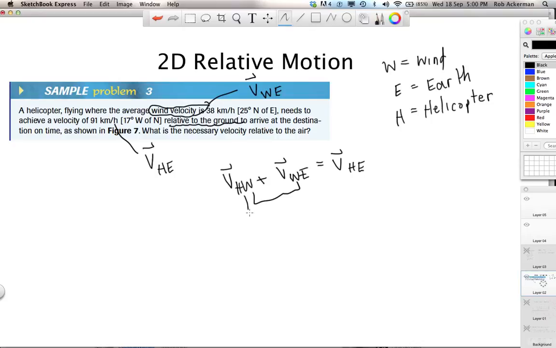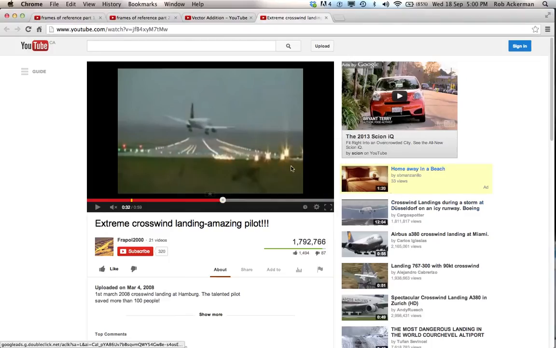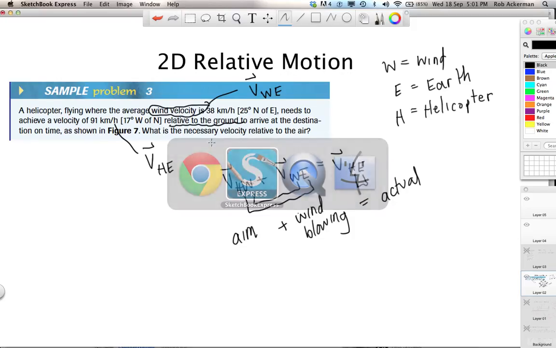So if you think of it like this, the middle letters cancel out and the outer letters give us what we have here. What is this saying to you? It's saying helicopter relative to wind. That's the direction that the helicopter has to aim in the air. Wind relative to the Earth, that is the direction that the wind is blowing. When you combine these two effects in 2 dimensions, you end up with what the helicopter does actually relative to the Earth. So going back to the video with the airplane landing, what the pilot is doing in terms of aiming through the air combined with what the wind is doing tells you what's going to happen relative to the ground. And the formula that we get is this.